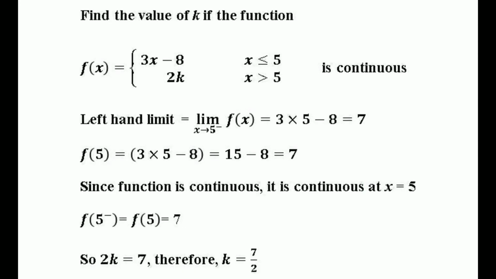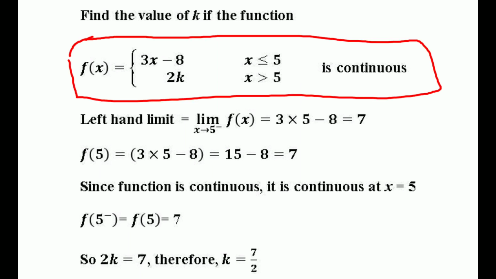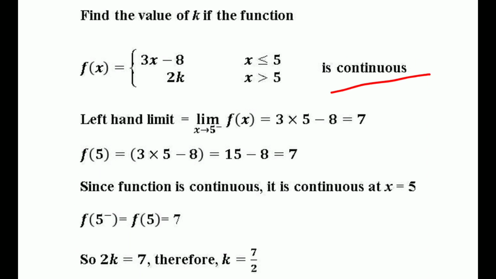Take the next example: find the value of k if the function f(x) equal to 3x minus 8 when x is less than or equal to 5, and 2k when x is greater than 5, is a continuous function. So from the question it is already said that the function is continuous. That means the limit exists and the limit is equal to f(a). So the left hand limit, which is the limit of f(x) as x approaches 5 from the left, is equal to 3x minus 8, here 3 into 5 minus 8, which is equal to 7.